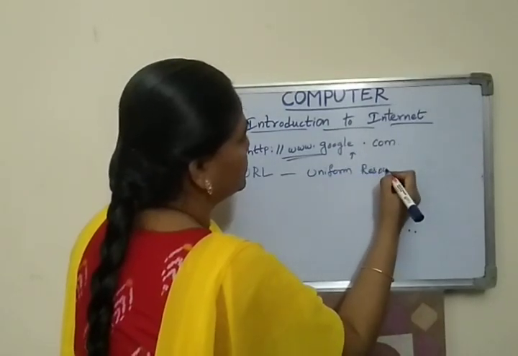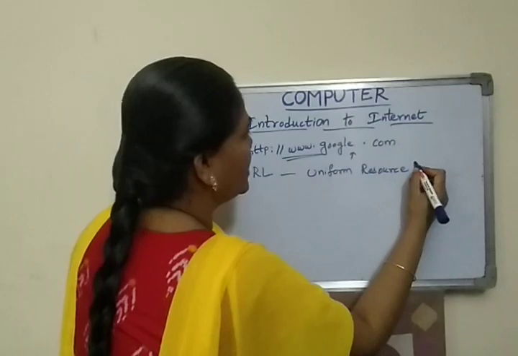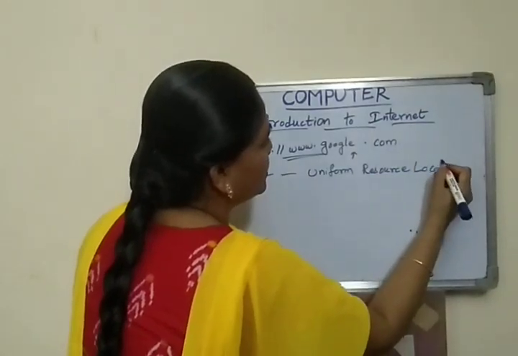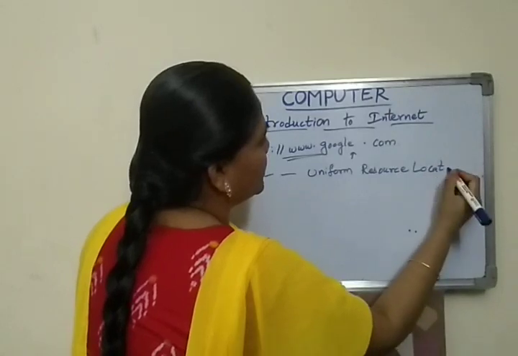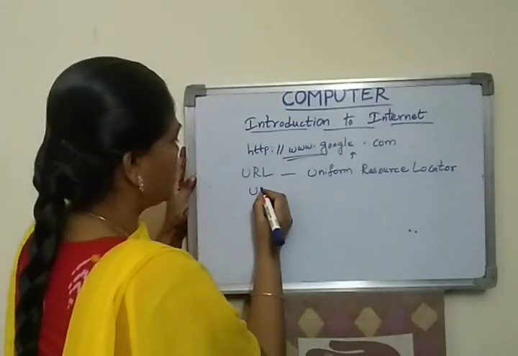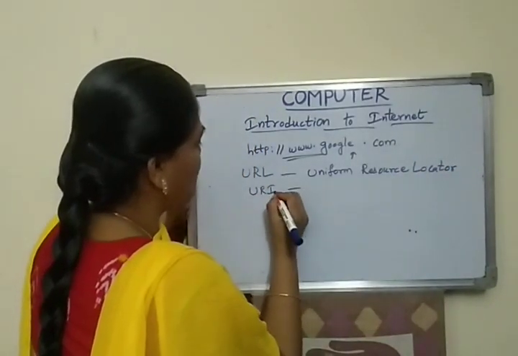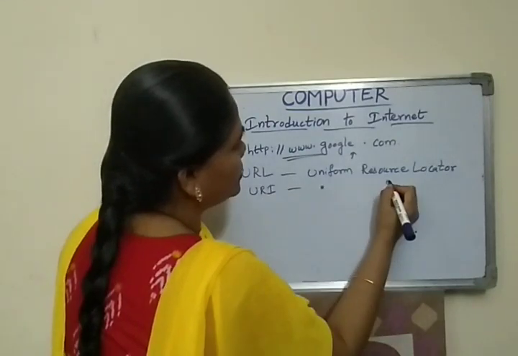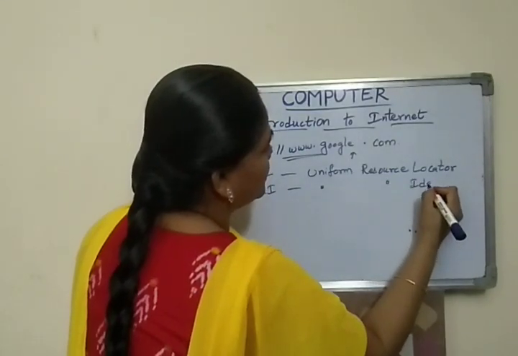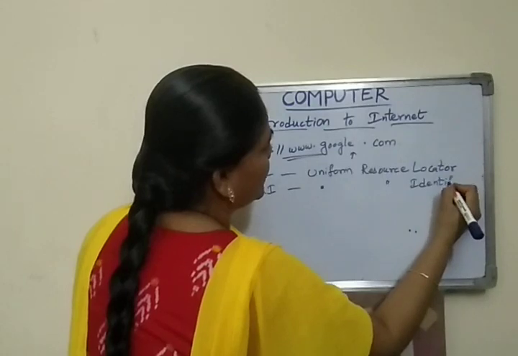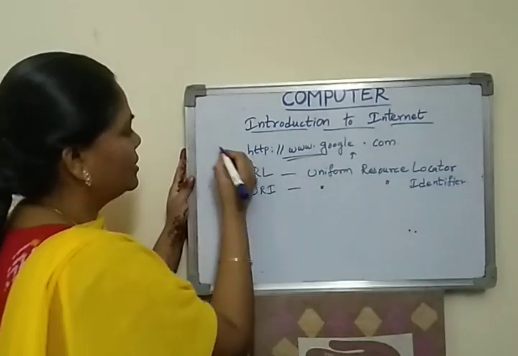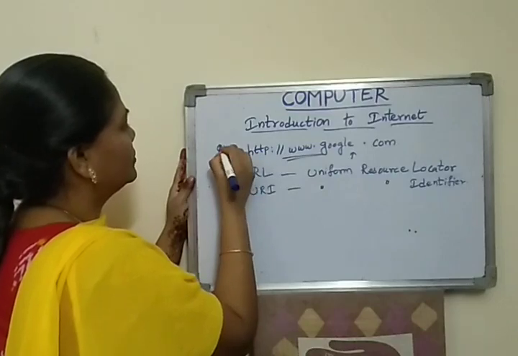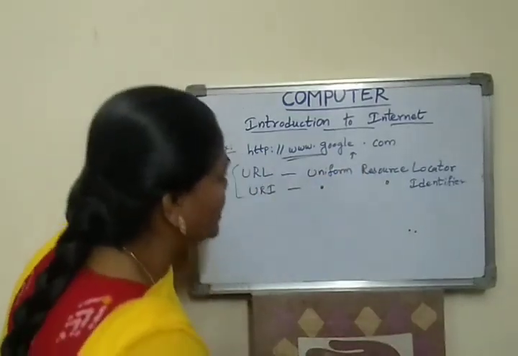To identify each website, this URL is provided. And URI is also the same as URL. Uniform Resource Identifier it is. It identifies each and every website. These two are given. This is the example. The example will be written like this.